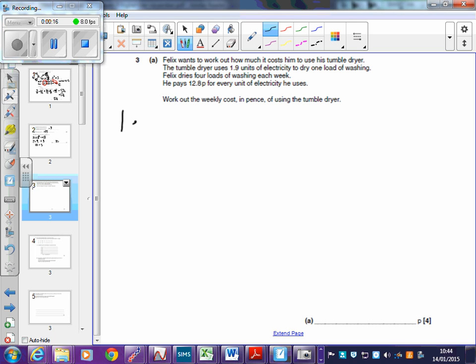We know that it is 1.9 units per load times by 4 loads per week. Times by 4, double it and double it again. So 1.9 doubled is 3.8. Double it again is going to give you 7.6. It's then 12.8 for each unit of that, so he's using 7.6 units times by 12.8 for the pence per unit.